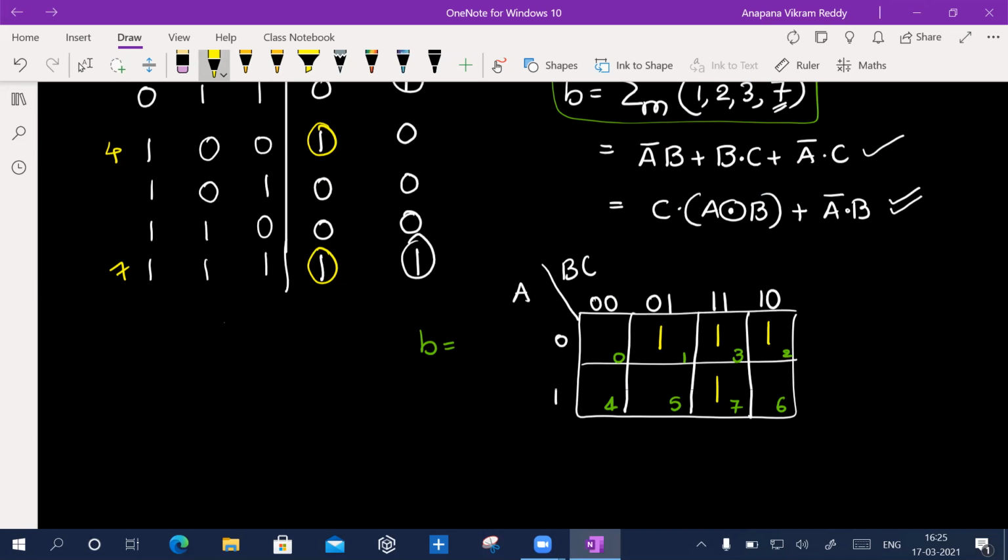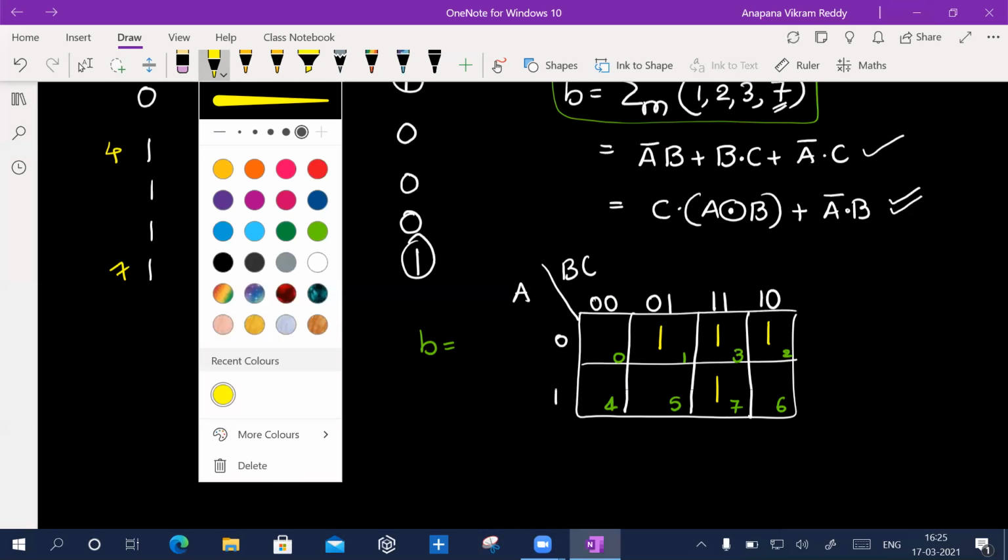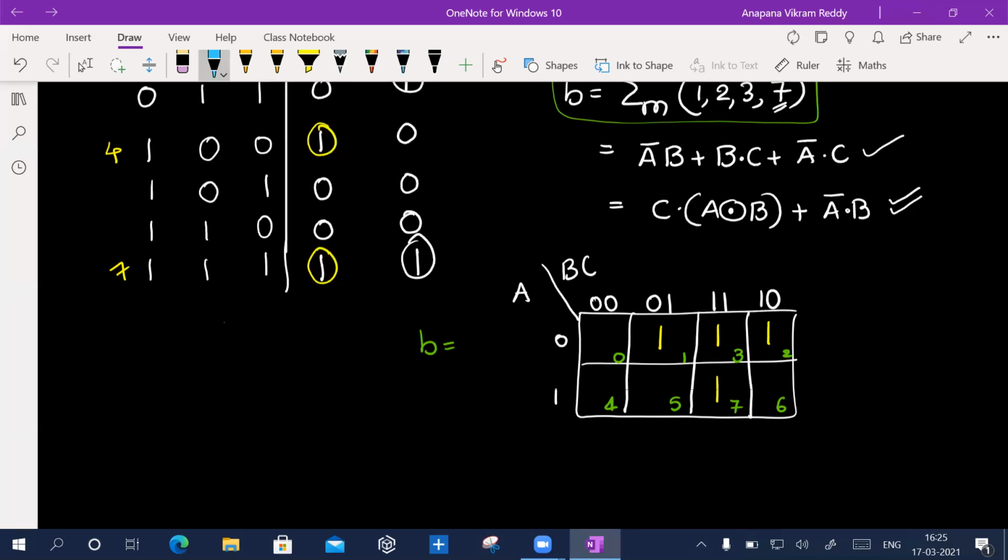Now you tell me one point. For example, if I go in general case, I'll try to group like this. And what is this one?